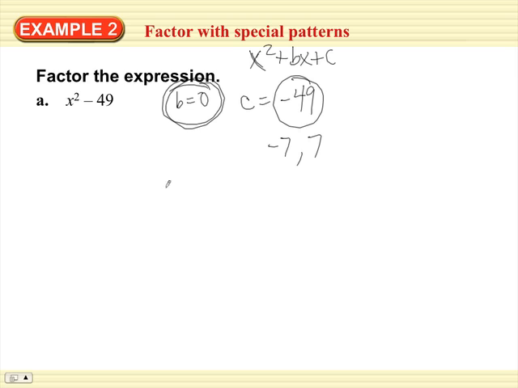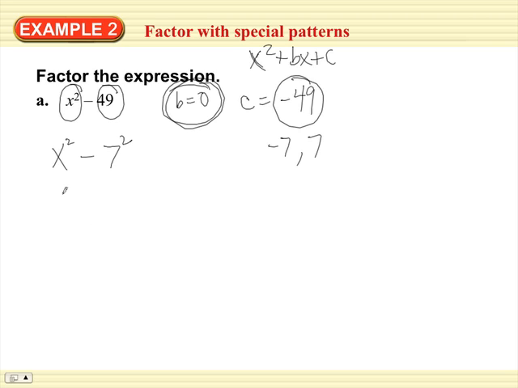The other way is just looking at this and saying, this is a difference of squares. This is a square, obviously. It says x squared. And this is a square, 7 squared. So this becomes x squared minus 7 squared. This is a difference of squares.